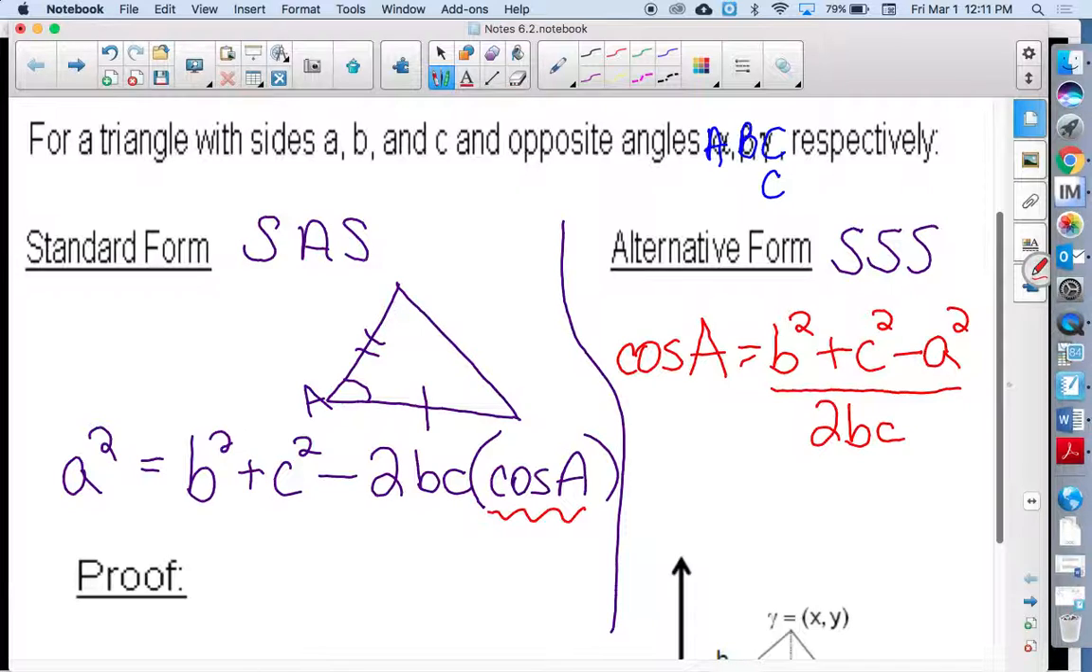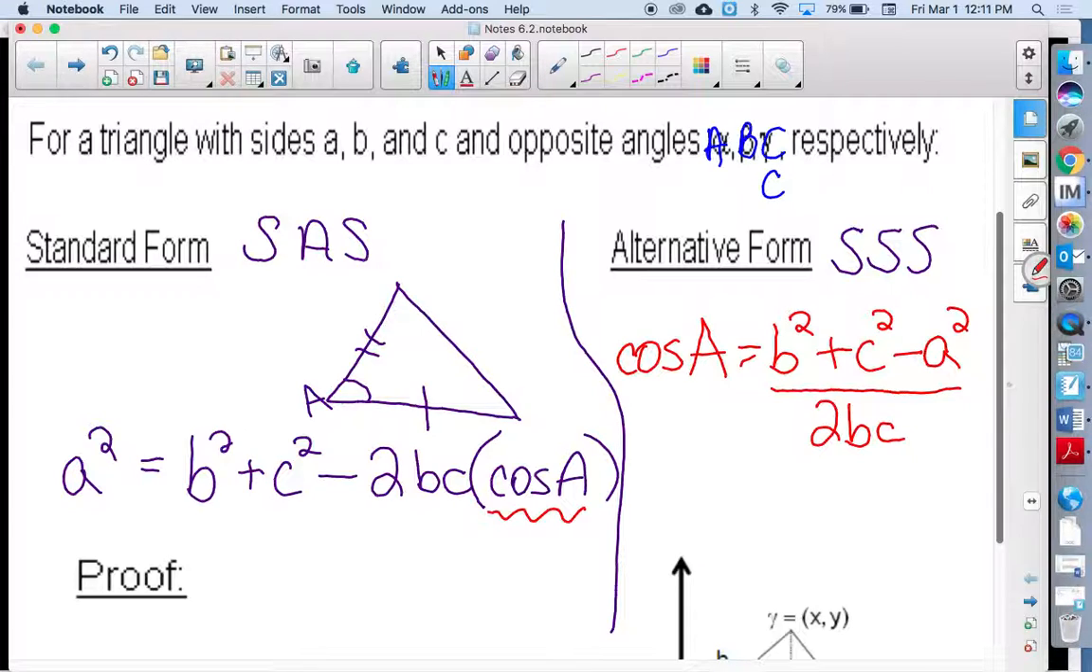So if I'm solving for the angle, I can isolate the cosine and get it by itself. If we're finding a side, we have that side we want to find by itself. In the end, anytime you're finding the angle, we'd have to use the inverse for the alternate form. For the standard form, you're going to take the square root to get the a by itself.